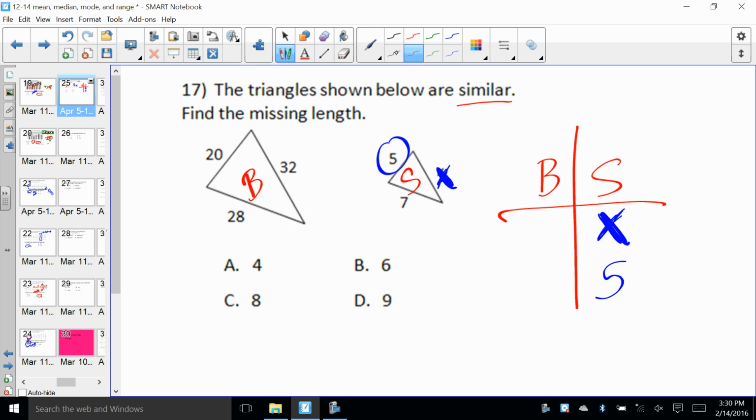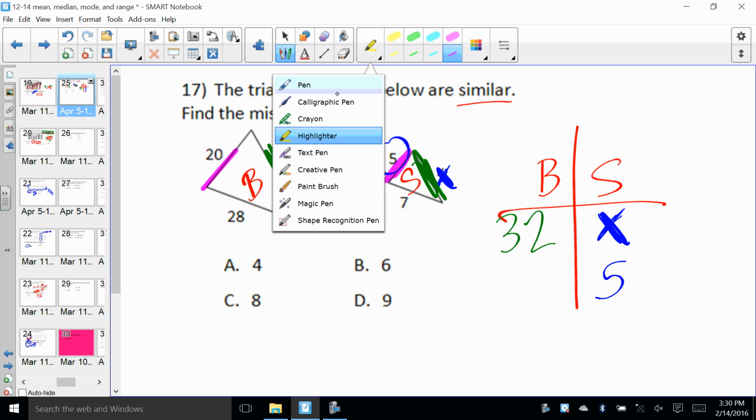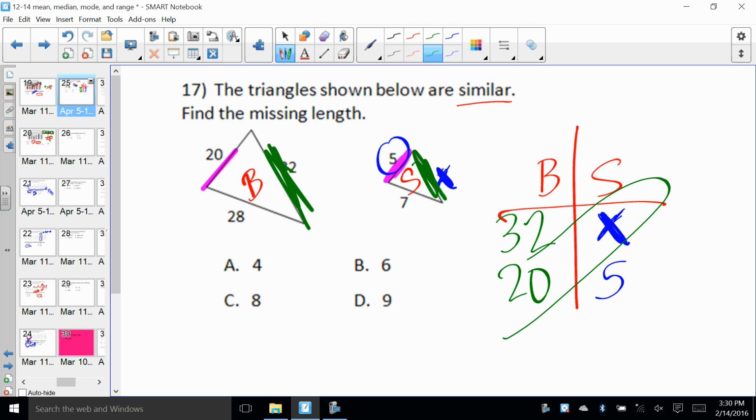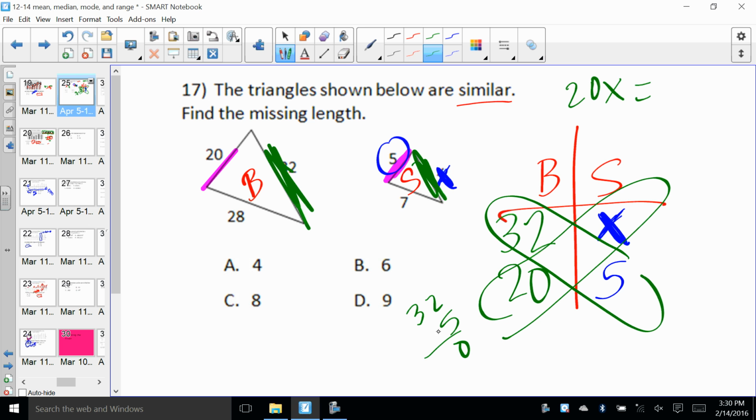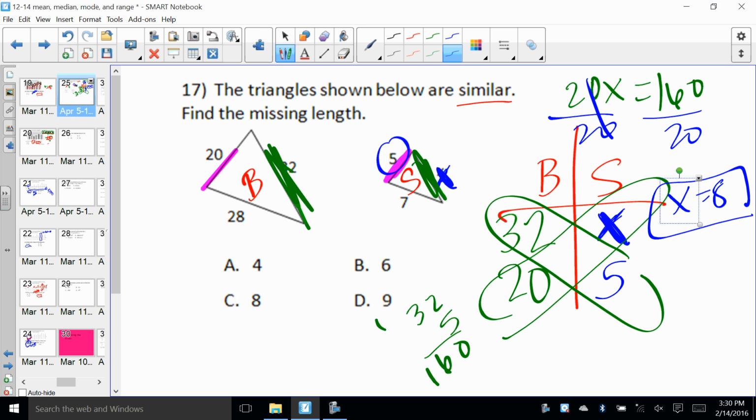What is matching up with X? What's in the X spot? 32 is in the X spot. And what's in the 5 spot? 20 is. So we're going to put 20 in that spot, taking cross products and solving. We have 20X equals 32 times 5. So 32 times 5, I'm going to go ahead and calculate that. I don't have a calculator right in front of me right now. That gives me 160. So we're going to divide by 20. So we get x equals 8. So the unknown value is x equals 8. That's the idea of big versus small, some review stuff from earlier in the year.